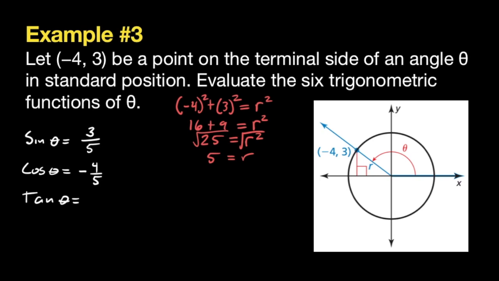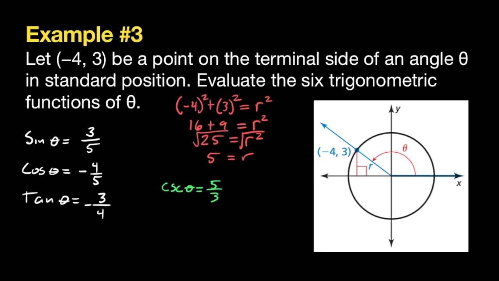And for tangent, we're going to just do y divided by x. So we have 3 divided by negative 4. And to find the other group, the only thing you need to do is just flip it. I'm going to put it at the bottom due to space. For cosecant theta, just flip sine. So that's going to be 5 over 3.